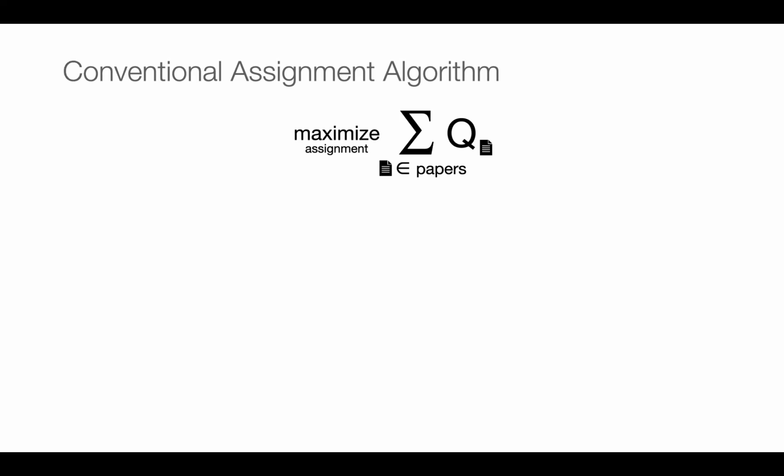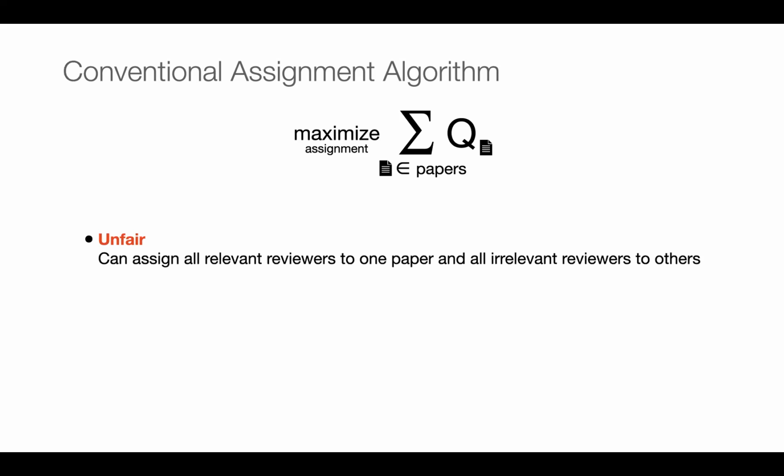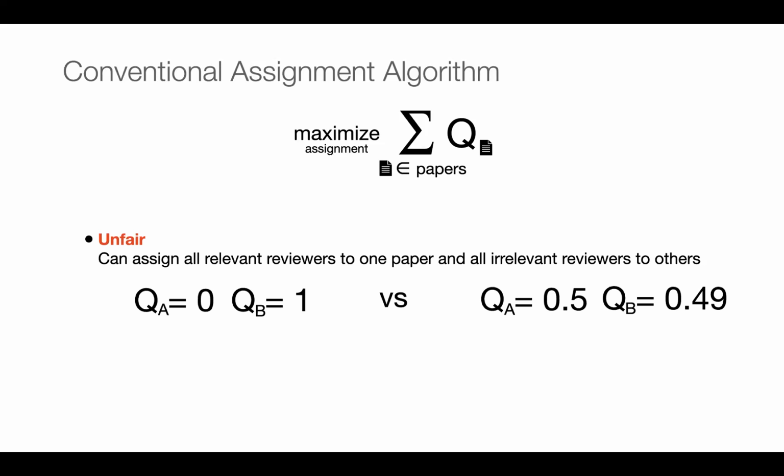But in our recent project, what we observed about this algorithm is that first, it may be unfair to some submissions. What I mean by unfairness here is that if you maximize the total quality of the assignment, then you can assign all relevant reviewers to one paper and all irrelevant reviewers to another paper. To show you an example, consider just 2 papers, A and B, and 2 situations.